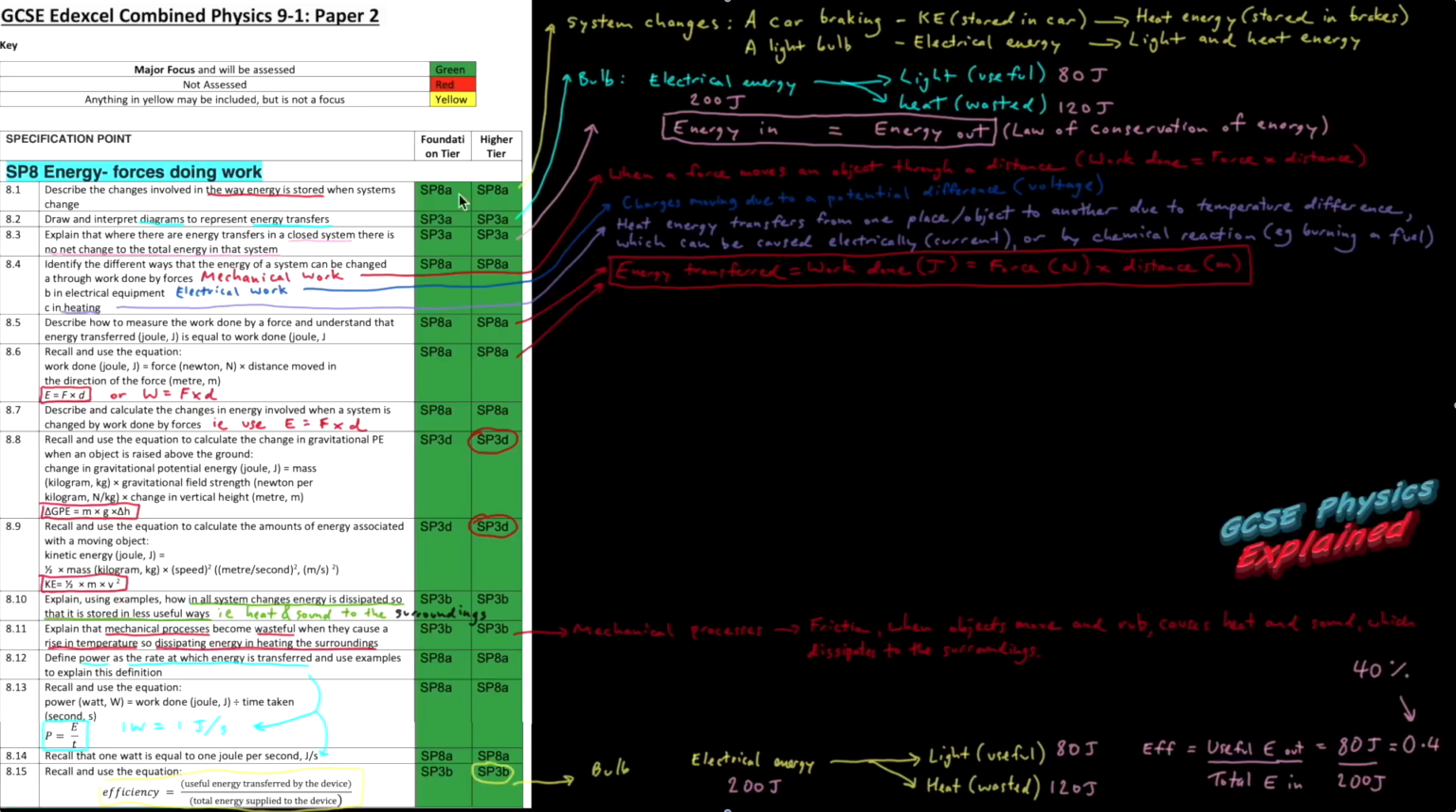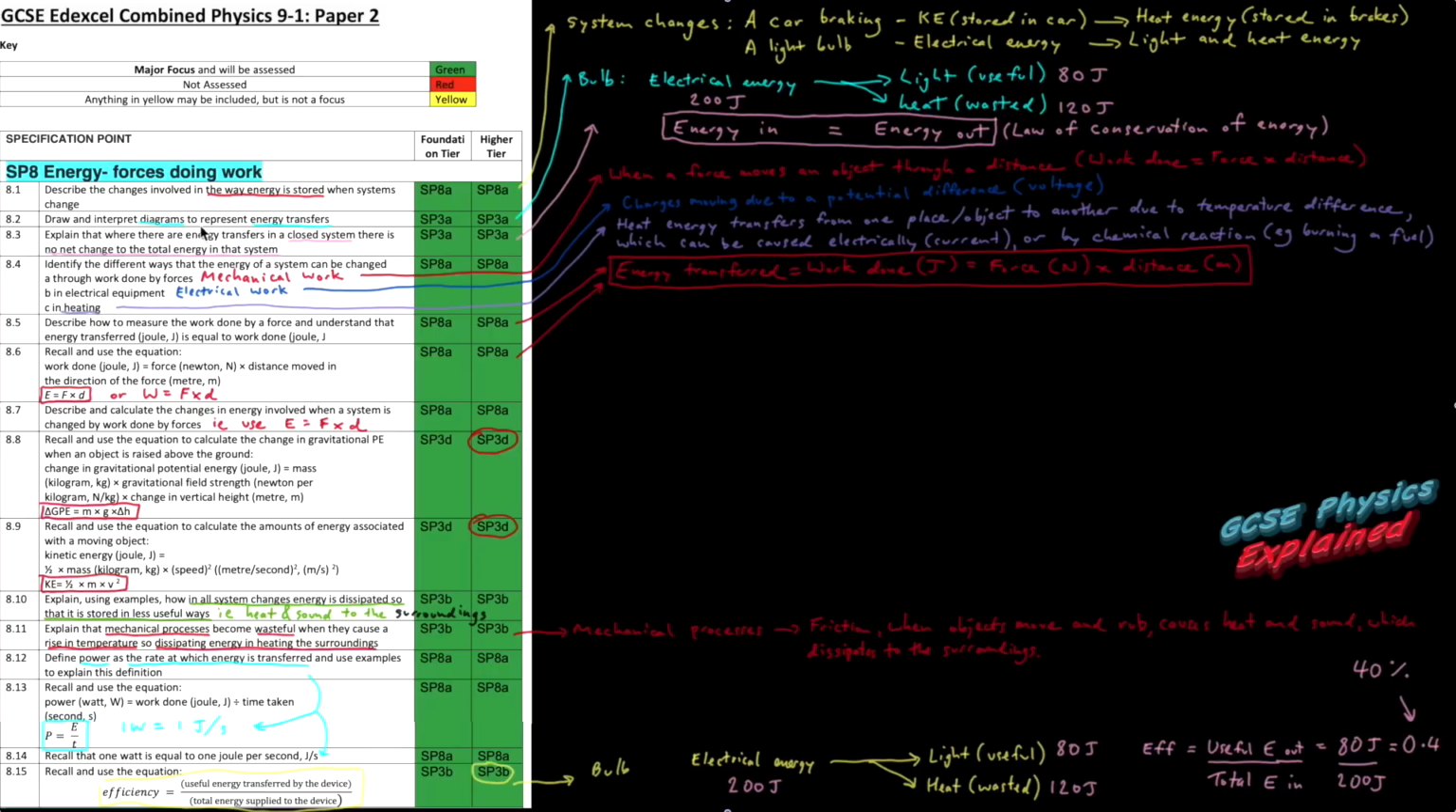You're supposed to be able to describe the changes involved in the way energy is stored when systems change. So when a system changes, that could be a car braking, which would be kinetic energy stored in the car getting turned into heat energy stored in the brakes. It could be a light bulb, where electrical energy gets turned into light and heat energy.